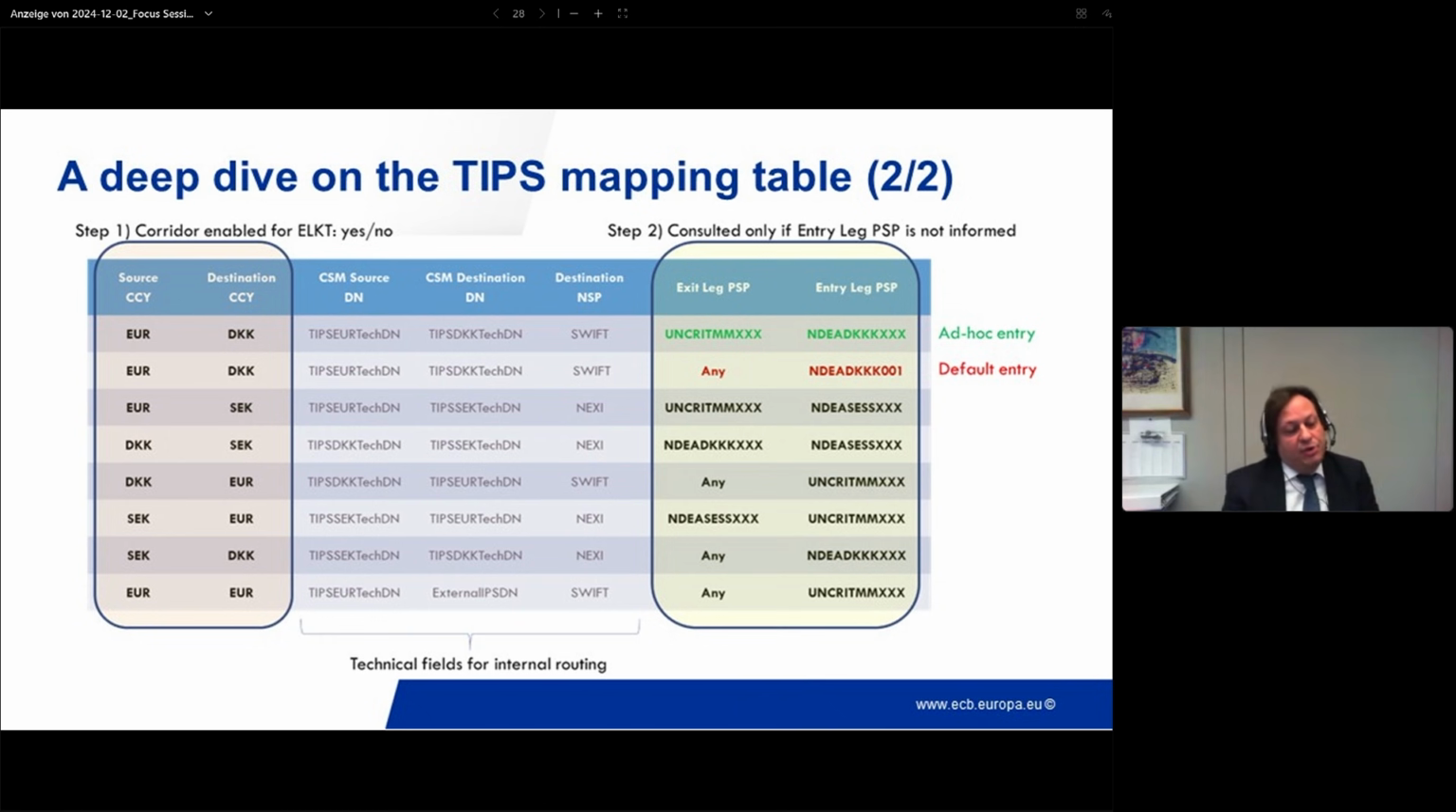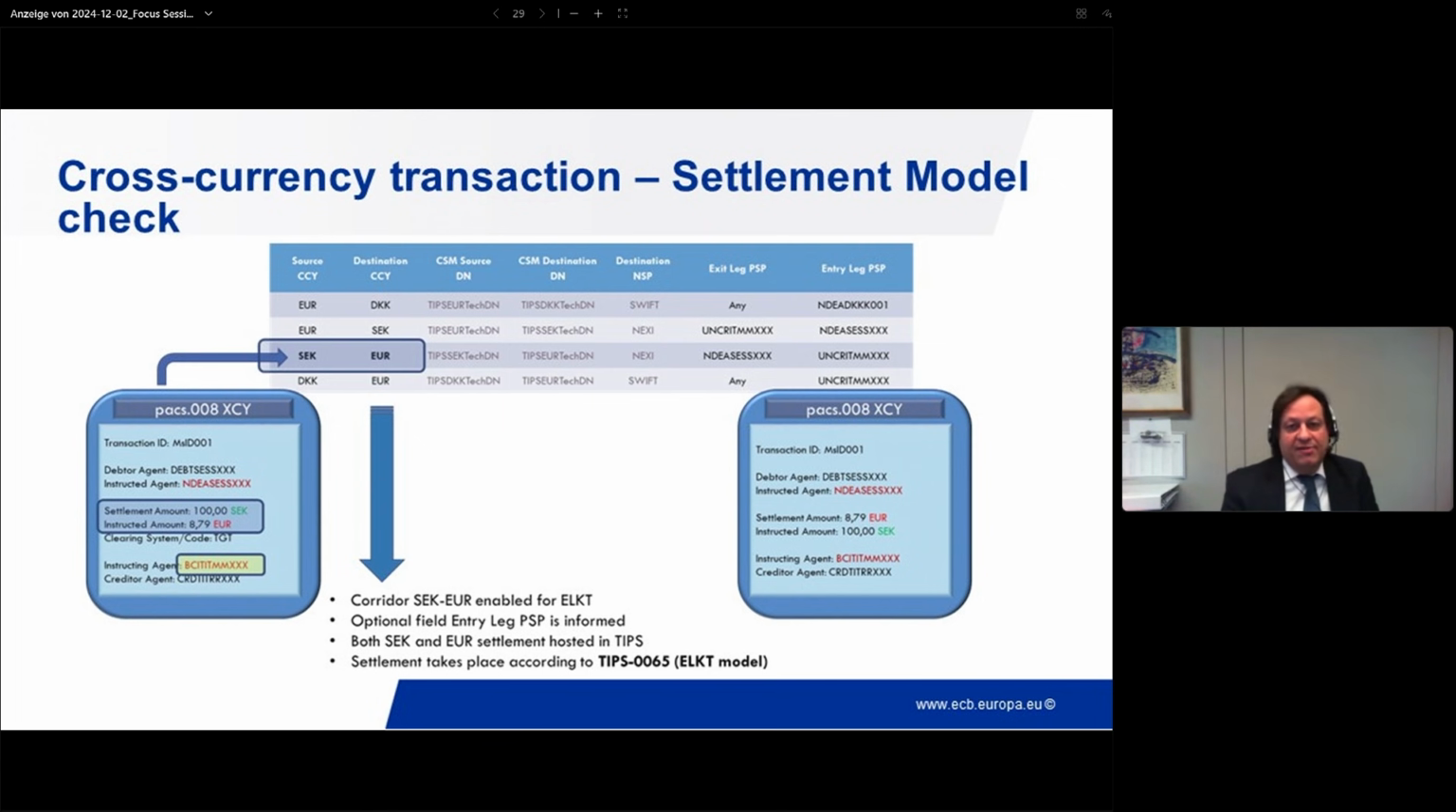So to give you an example with the first scenario in the next slide, if we have a cross-currency transaction between Swedish krona and euro, you can see a very compact representation of this message on the left-hand side. Basically, we have four players. We have the originator and the beneficiary PSP. Then we have what are defined as instructing agent and instructed agent in the message.